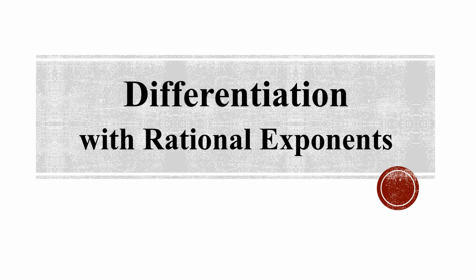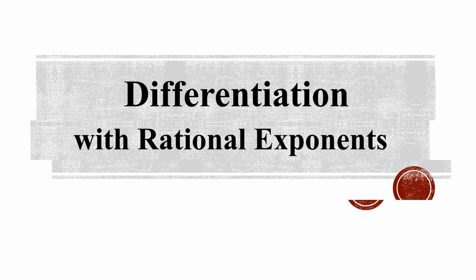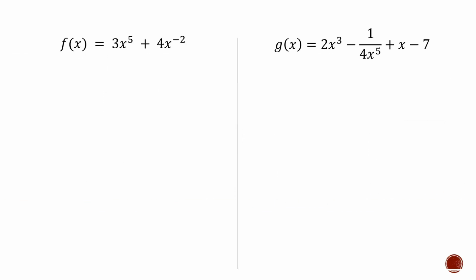Alright, so this lesson is about differentiation with rational exponents. I have 5 examples here for you. Let's start with this 2. Of course, the objective is to find the derivative of the given function. Let's start with the f function. For this kind of problem, all we need to do is to find the derivative of each term.